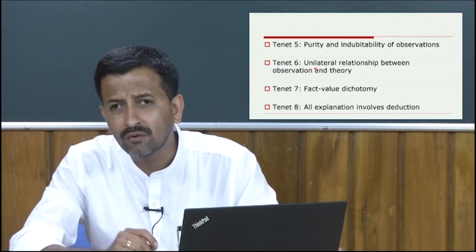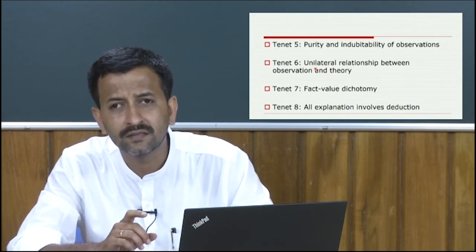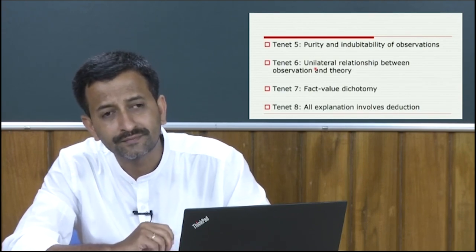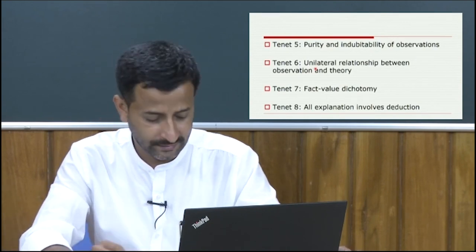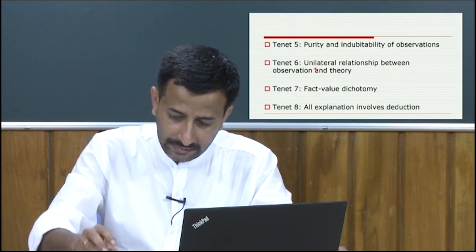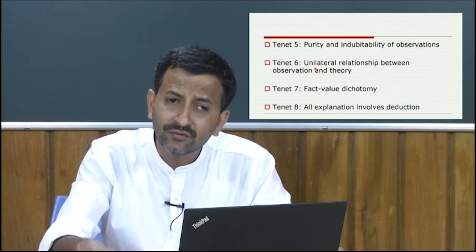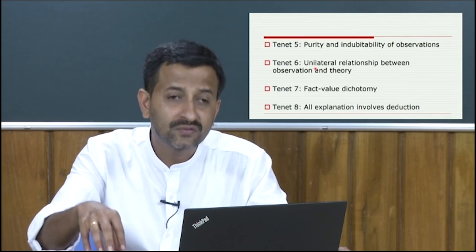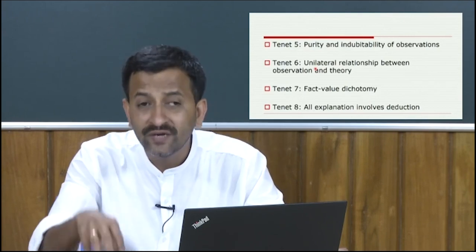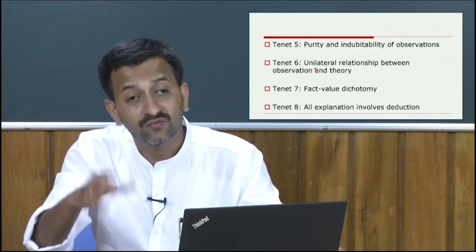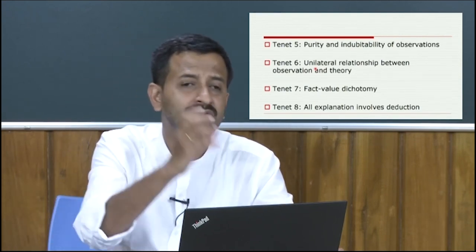Then why is it so that only observation can lead to theory, but the converse is not true? Why is it so? Precisely because, if you look at this, the observation that we make in the positivistic schema is construed as a fact, whereas theories are not facts in the positivistic schema. Theories are winnowed from those facts. Those facts, those observations, they make a theory possible.